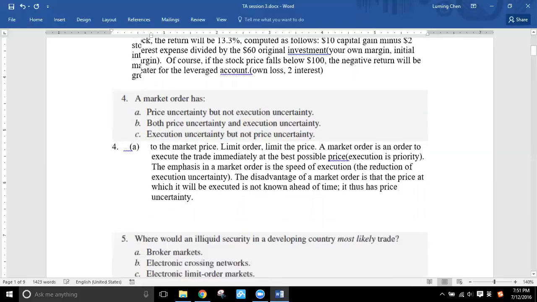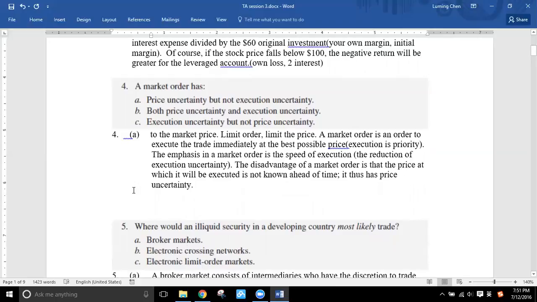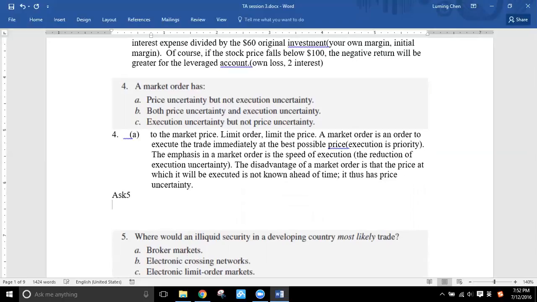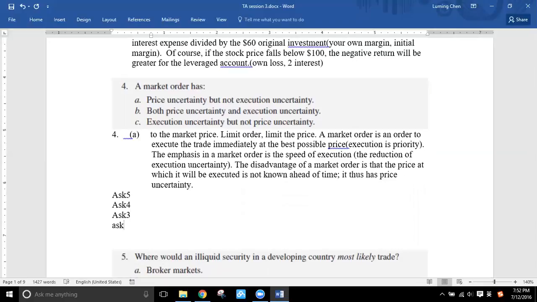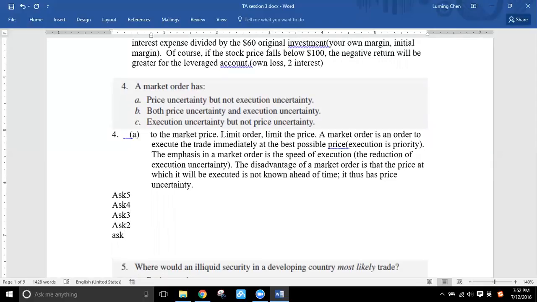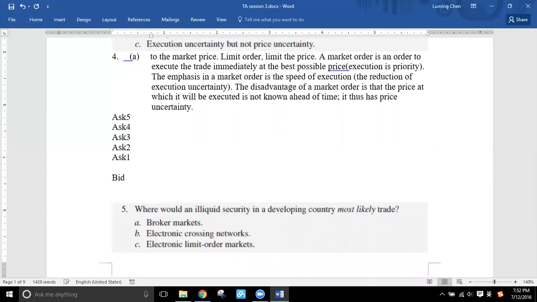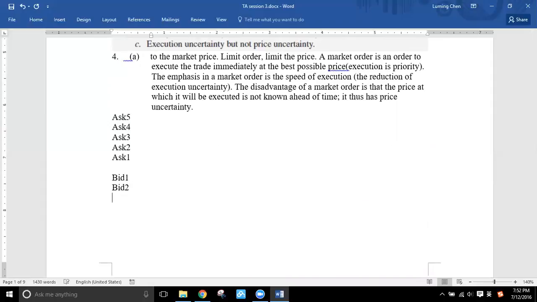So in the following, I will illustrate the market bid and ask to you. So in the market, there is ask 5, ask 4, ask 3, ask 2, ask 1, and in the below, this is bid 1, bid 2, bid 3, bid 4, bid 5.